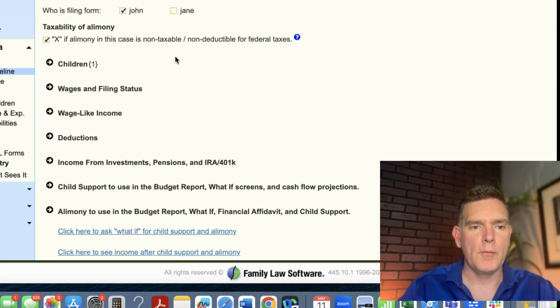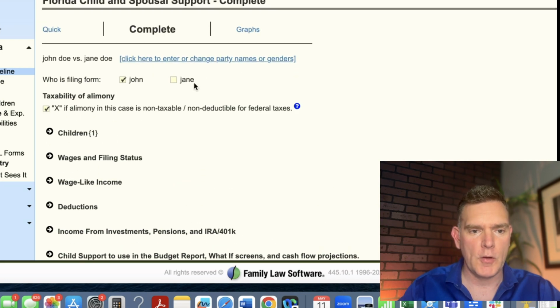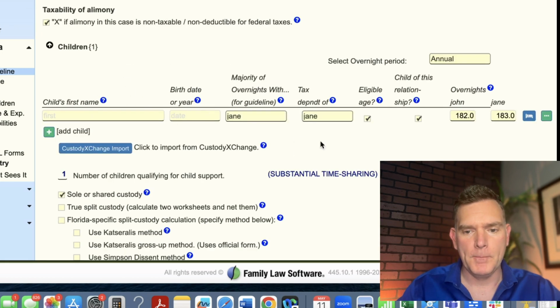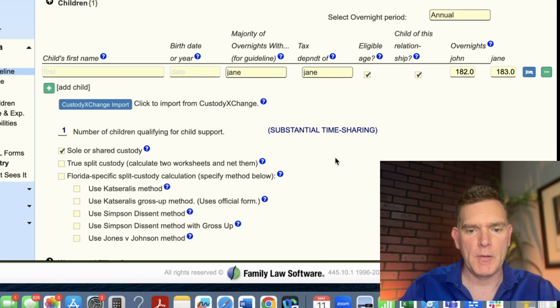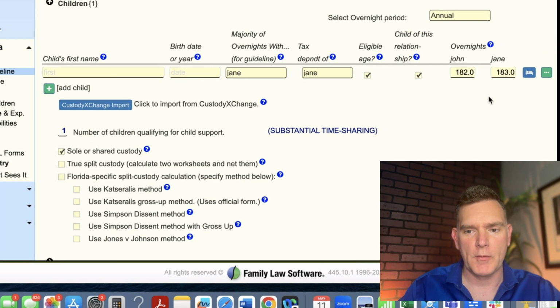All right. So first off, I created an account here for John and Jane Doe. So we're going to start with kids. We're going to assume that these parties are going to have 50-50 time sharing. So you see overnights between the parties, 50-50. We're going to be assuming that mom is going to be claiming the child for tax purposes every year. You see here the claiming of the tax dependents. And so that's going to be our starting point. That's going to be our jumping off point. Okay. 50-50 time sharing. Mom's claiming the kids for taxes.